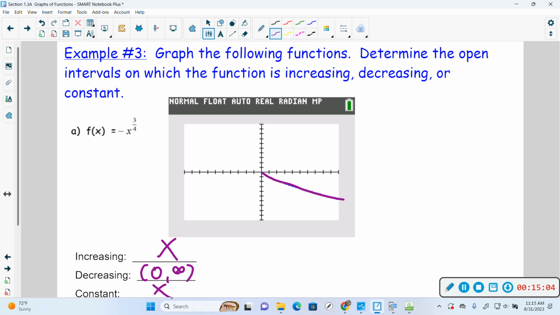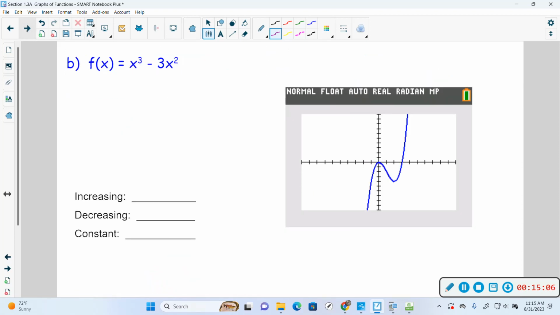All right, next up. It's nice when the pictures are already there. Same thing, follow left to right. I'm going to start down here at the left. Okay, now we're rising. So that's my increasing interval. Again, we're really at negative infinity to 0. I'm going to keep on following. Notice I switched colors because now it's falling. So decreasing. We left off at 0.